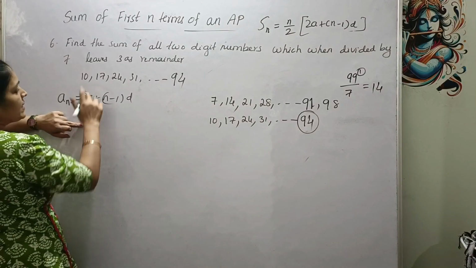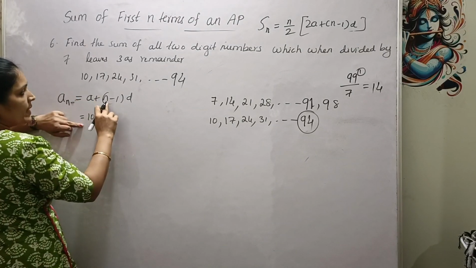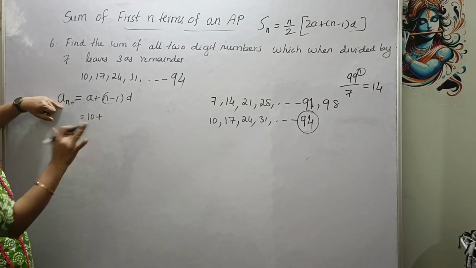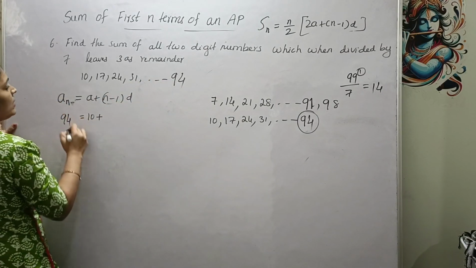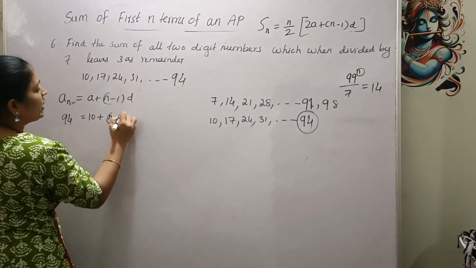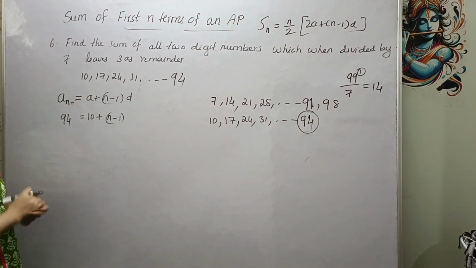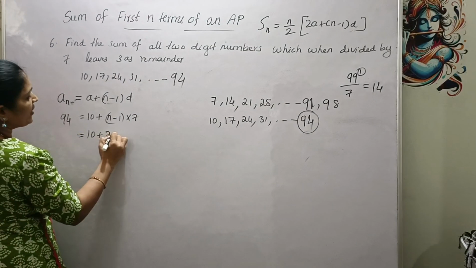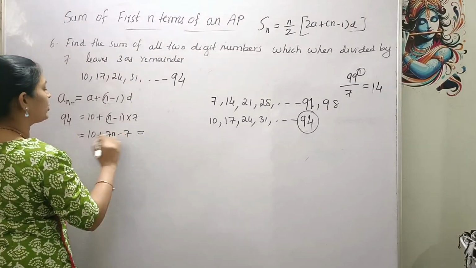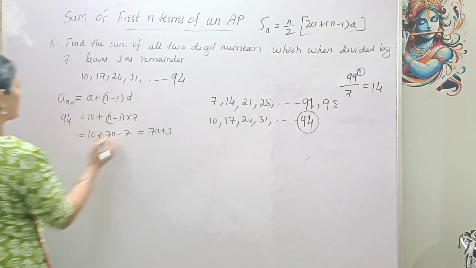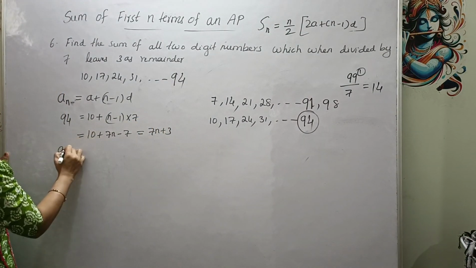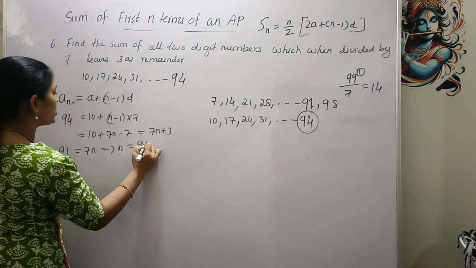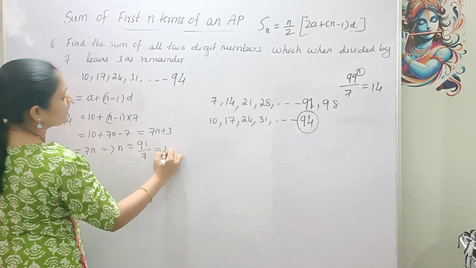That is, a is 10 plus n minus 1, we have to find n, right? So what is an? That is the last term, nth term, 94. 10 plus n minus 1 into d. What is d? d is nothing but 7, right? Into 7. That is 10 plus 7n minus 7, that is equal to 7n plus 3. So 94 minus 3, that is 91, is equal to 7n. That implies n is equal to 91 divided by 7, that is 13.